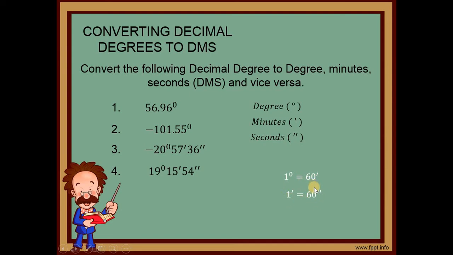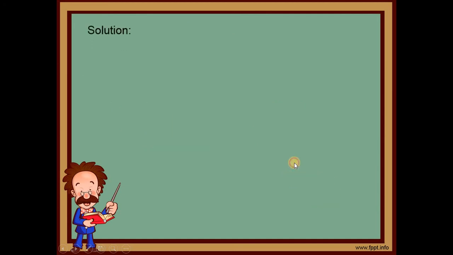And how many seconds are there in 1 degree? If your answer is 3,600 seconds, you are correct. So 1 degree is equal to 3,600 seconds. So let us answer those questions. Here's the solution. Number 1, 56.96 degrees. So yung goal natin, i-convert siya into degree, minutes, seconds, or DMS form.